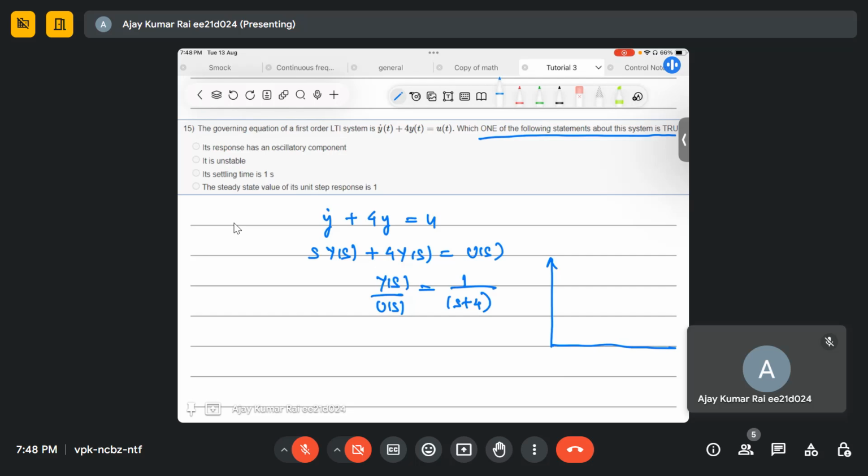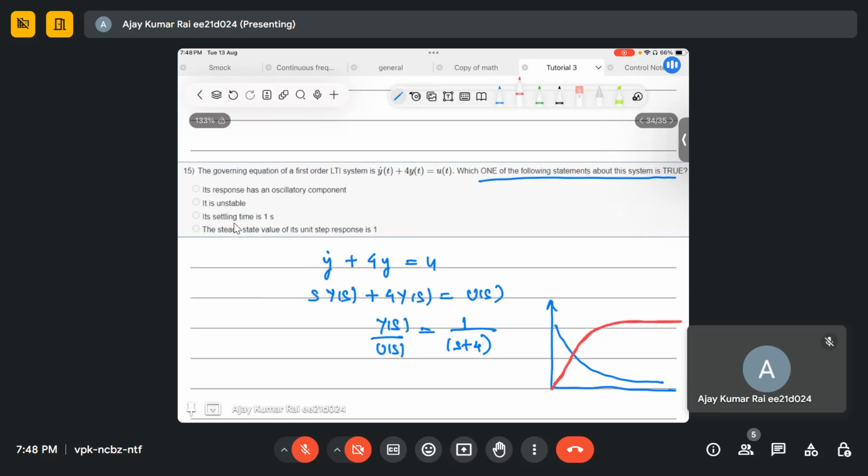Okay, so if you see different types of response, for the impulse, you have seen this. There is no oscillatory component. And for the unit step, we have seen this type of response, right? So this is not oscillatory. And for the ramp also, that was not oscillatory. So you can say the first statement is wrong.